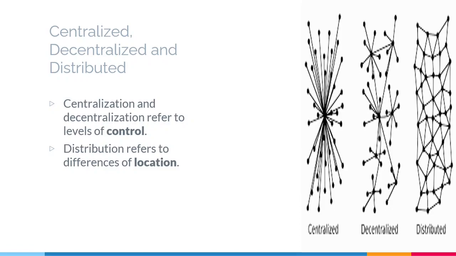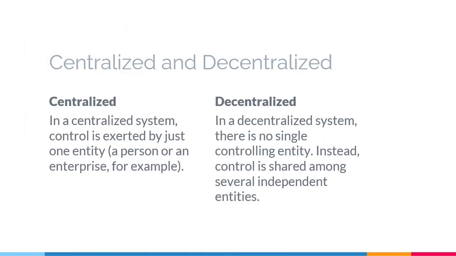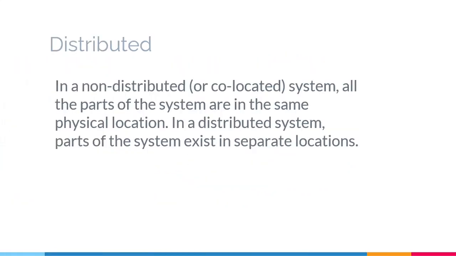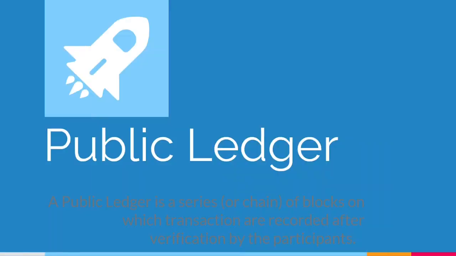So let's understand. Centralized means a single entity is having full control, and decentralized means everyone on the network has some importance on the network. Distributed means all the data is stored on everyone's device, which is a participant in the network. Now, the last term, public ledger, it is a list of transactions. Blockchain is made up of transactions at the tiniest level.